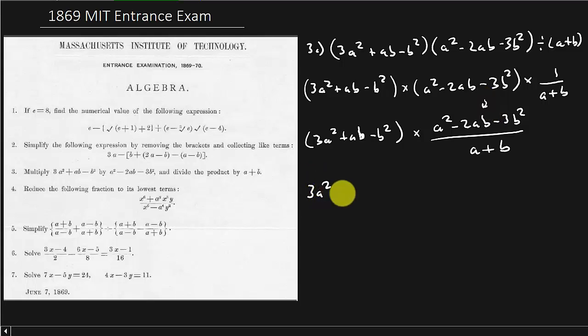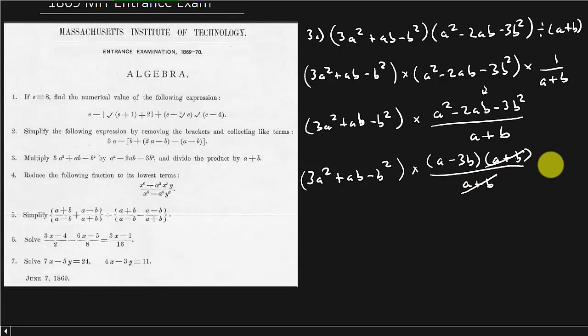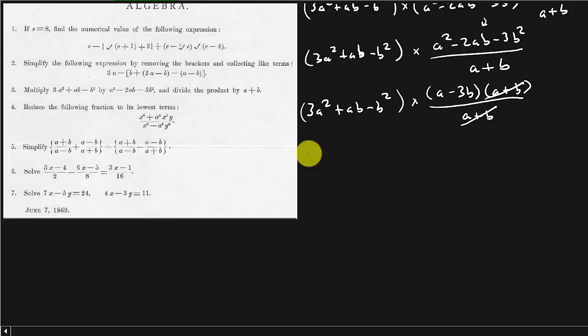And so we got 3a squared plus ab minus b squared. And that's going to be times, and that's going to factor into a, let's see, minus 3b times a plus b over a plus b. And you see here how the a plus b's cancel. And so we're left with 3a squared plus ab minus b squared times a minus 3b.